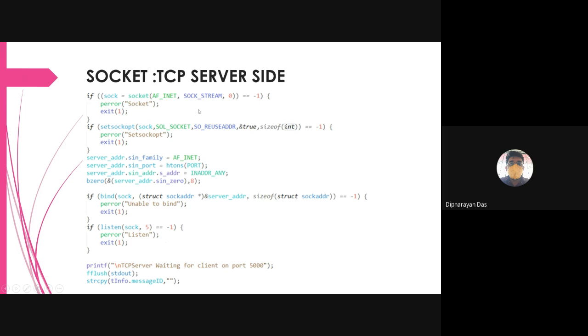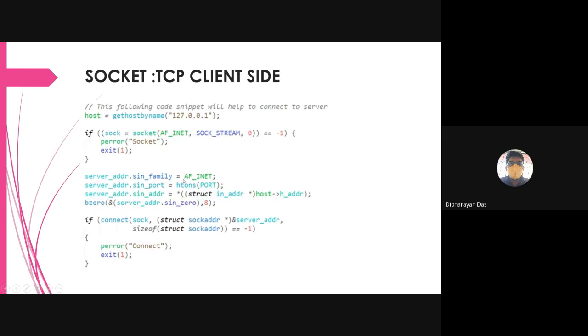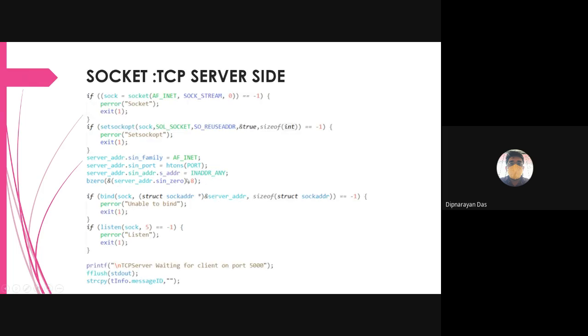And this one is the server TCP side. It will also create a socket. If there is an error, it will print here. It will also assign the ports where the server will run. This one is the client one. This port is for the client, and this port is for the server, so that will be different. That can be different also.